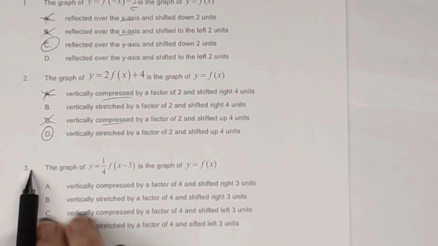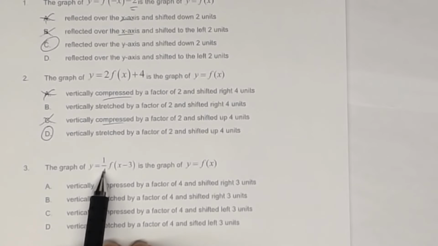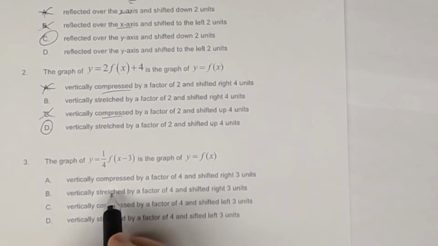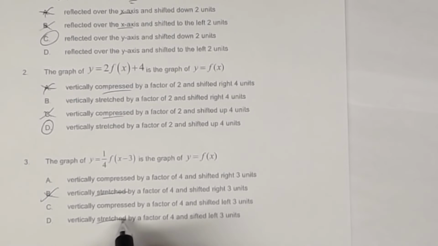And so number 3 is kind of this discussion we had here. So 3, notice that A, the number in front of f of x, in this case f of x minus 3, is 1/4. That's a number less than 1. So that's going to be a vertical compression. So right away, I know I can take B off and then D off, right?